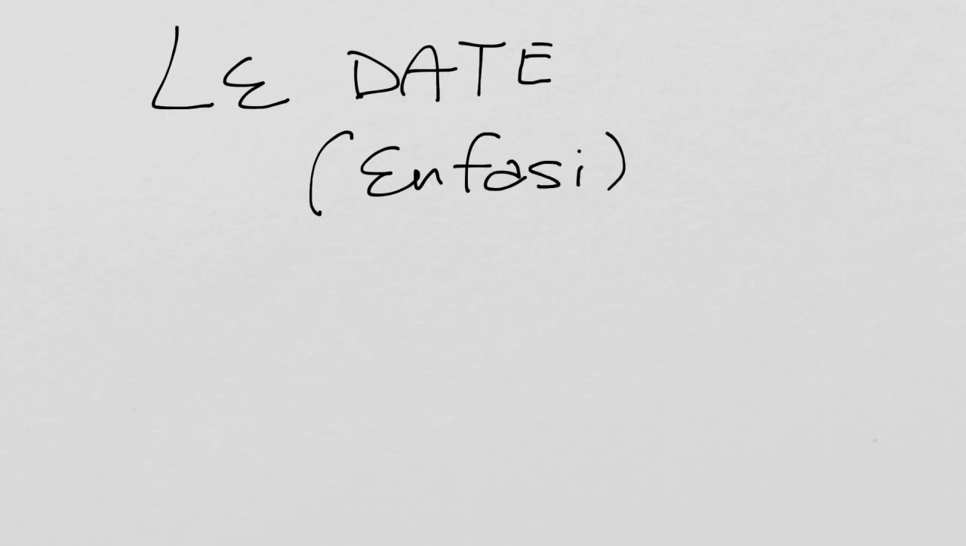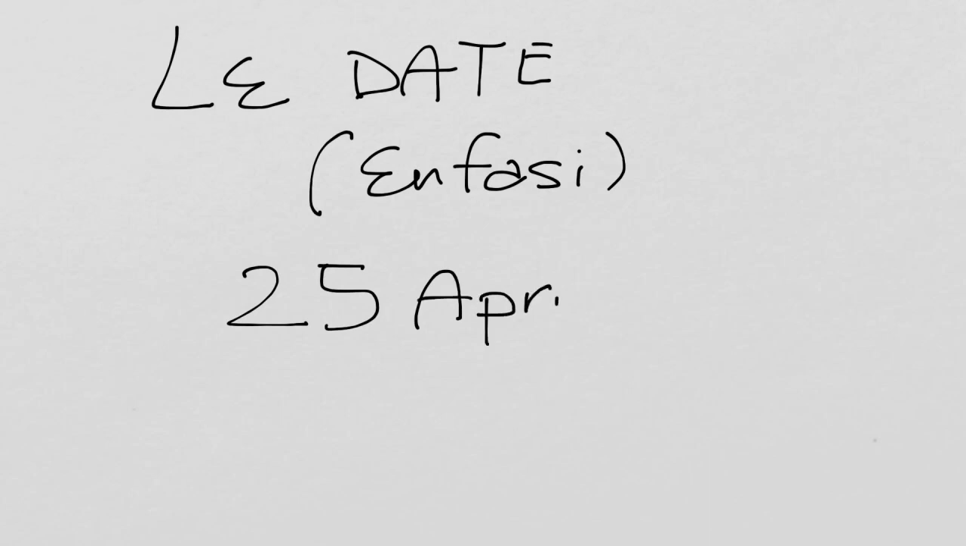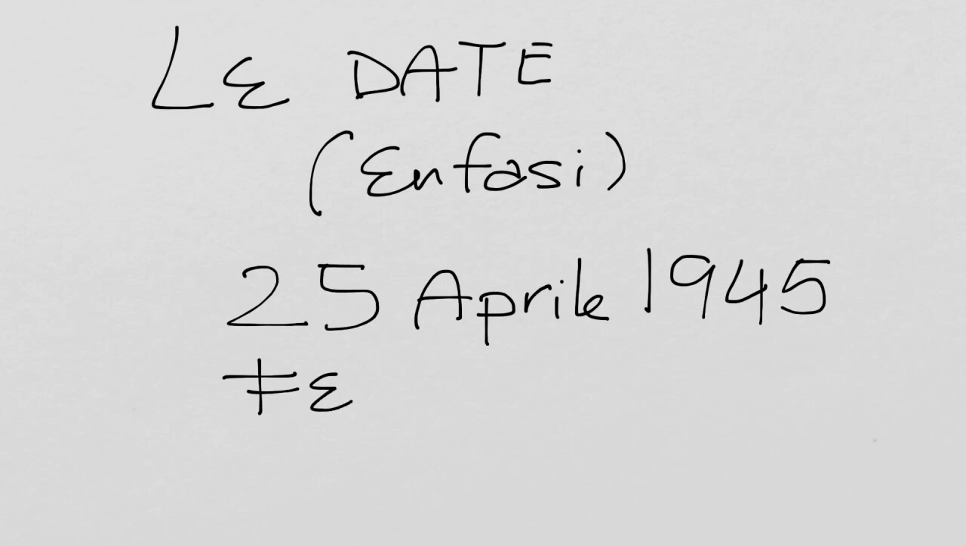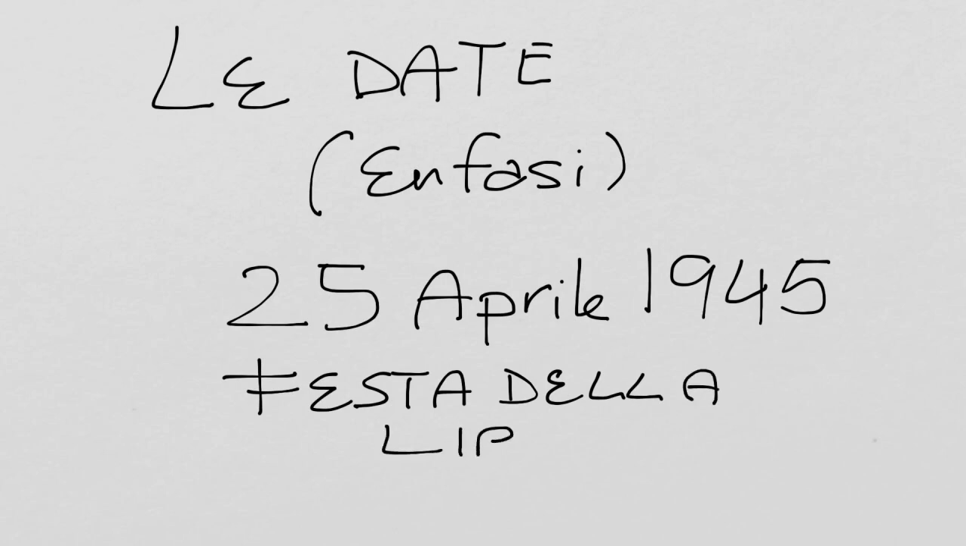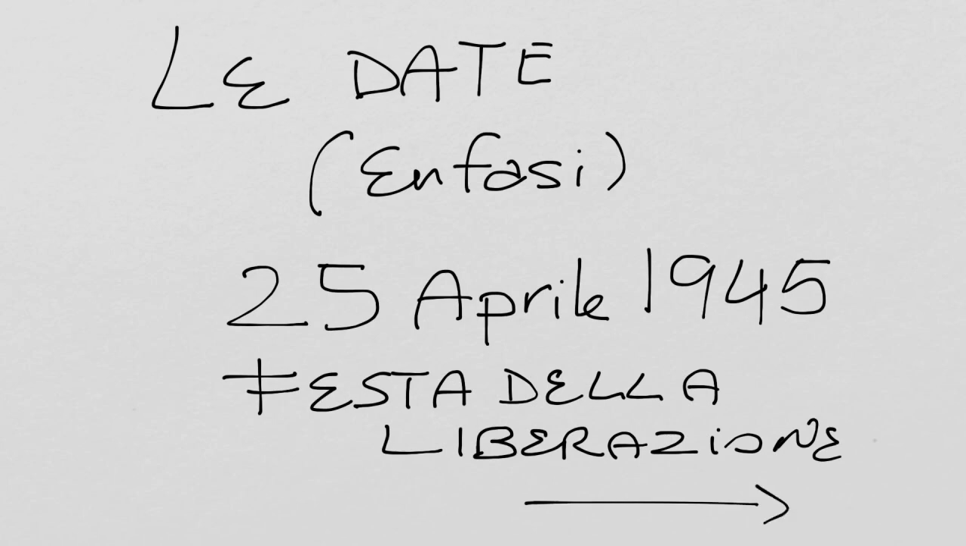We're going to see another aspect of the dates, le date, and namely how to add some emphasis to the dates. Let's take for instance the date of 25 aprile 1945. This is the Festa della Liberazione. It is the celebration of the end of World War II and the liberation from the fascist regime at the end of World War II. So 25 aprile 1945 is an important holiday in Italy.